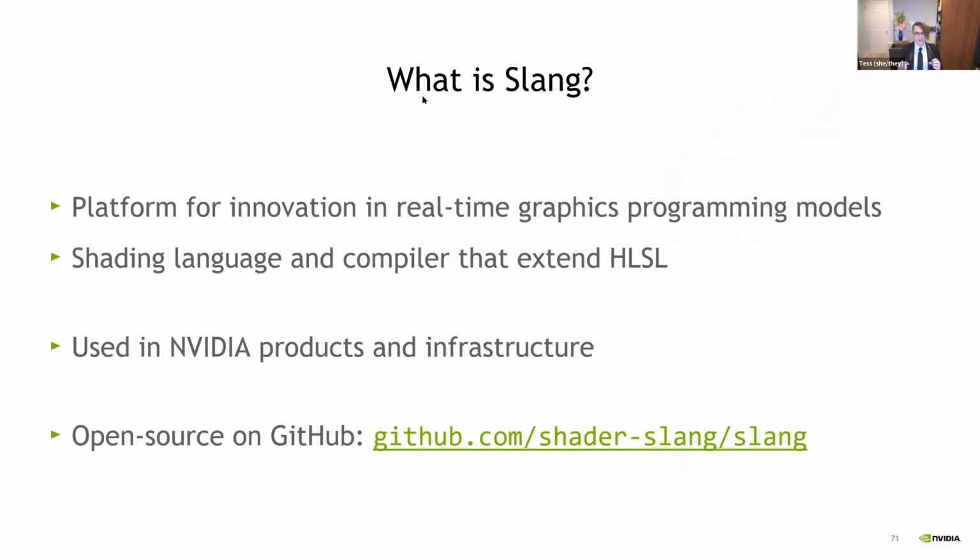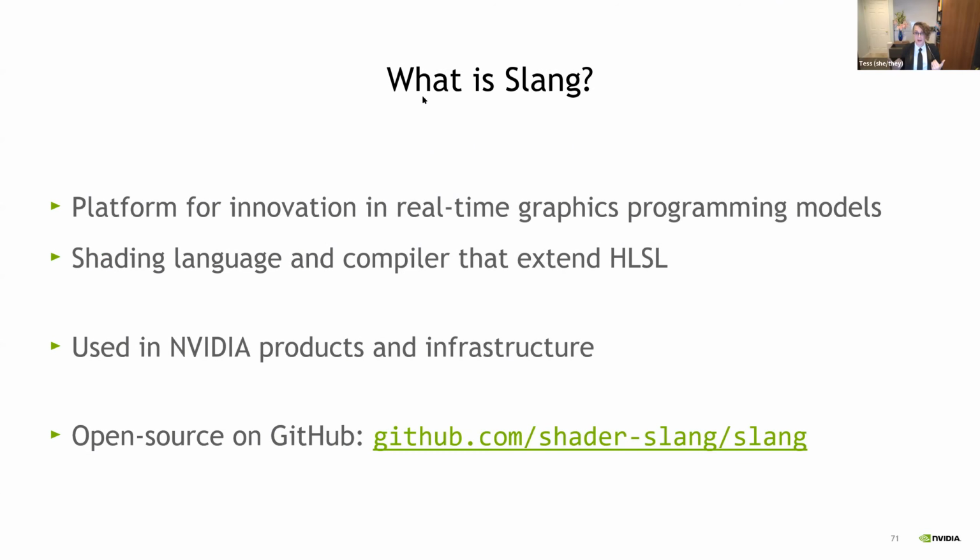At the highest level, the Slang Project is a platform we had built at Nvidia Research that was meant to enable us to do innovation in real-time graphics programming models. Over time, it evolved into what it is today, which is a language and compiler that extends HLSL. The Slang Project is being used in Nvidia products and infrastructure. I will talk about those more later in the presentation. And it is also open source on GitHub. And when I say open source, I mean we do our active development on the GitHub repository with this URL.